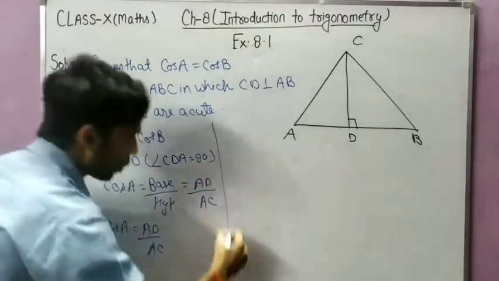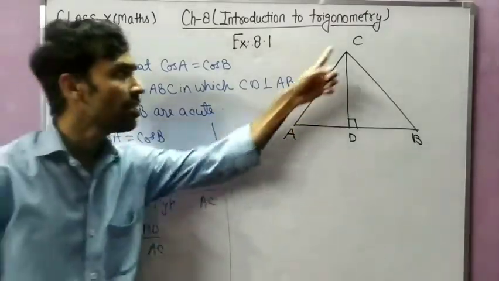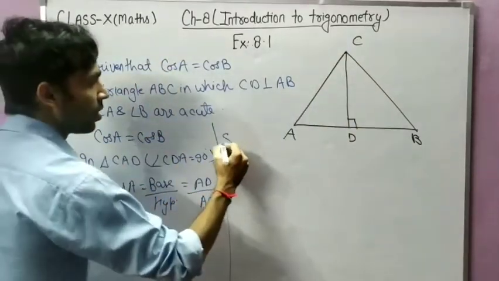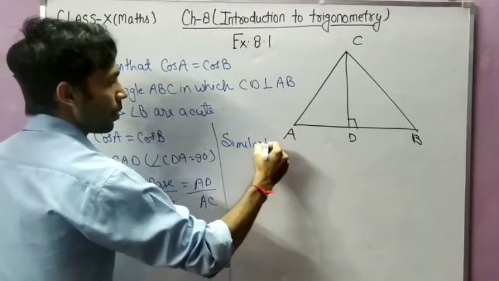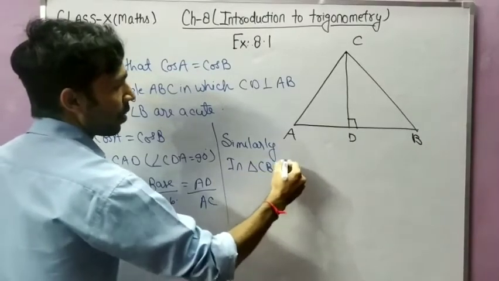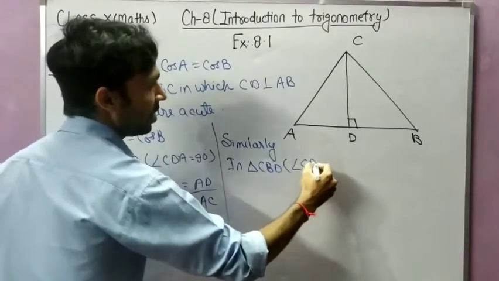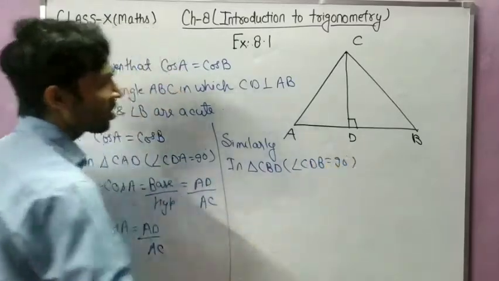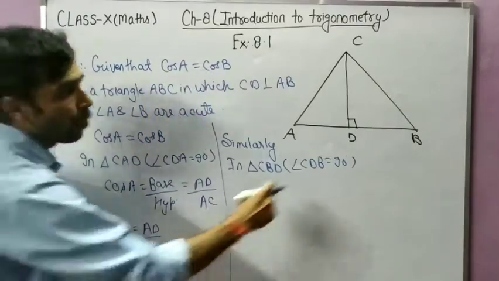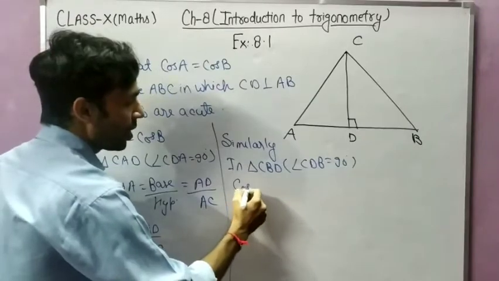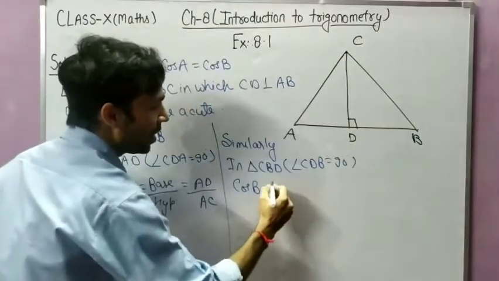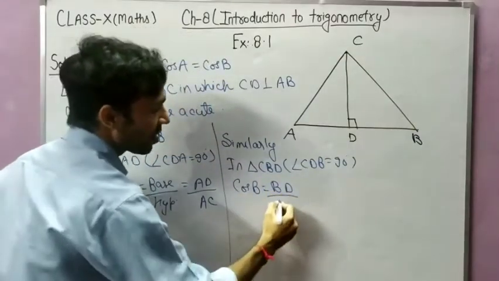Now, if we can apply cos A in this triangle, we can apply cos B in triangle CBD. Similarly, in triangle CBD, which angle is 90 degrees? Angle CDB equals 90 degrees. So in this triangle also we can apply the trigonometric ratio, and we will apply cos because cos is given. For cos B we write base upon hypotenuse. For this triangle the base is BD and the hypotenuse is BC.